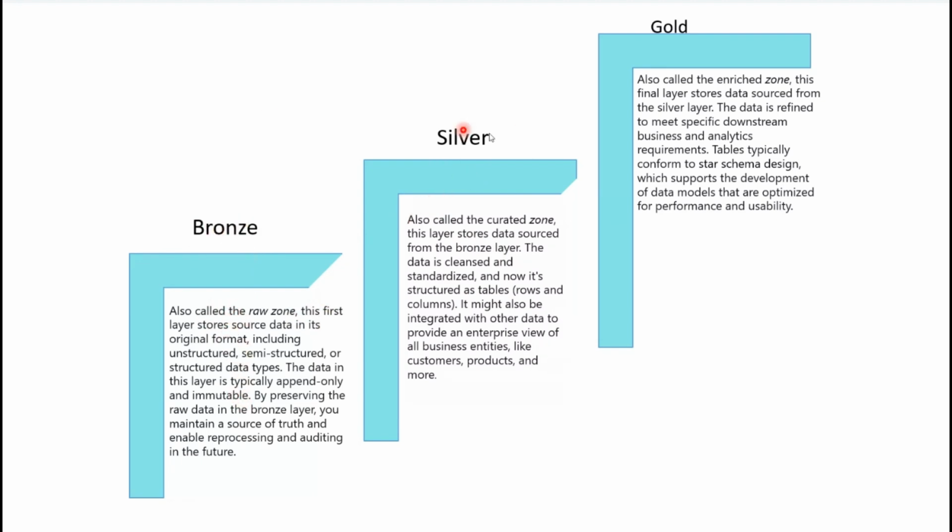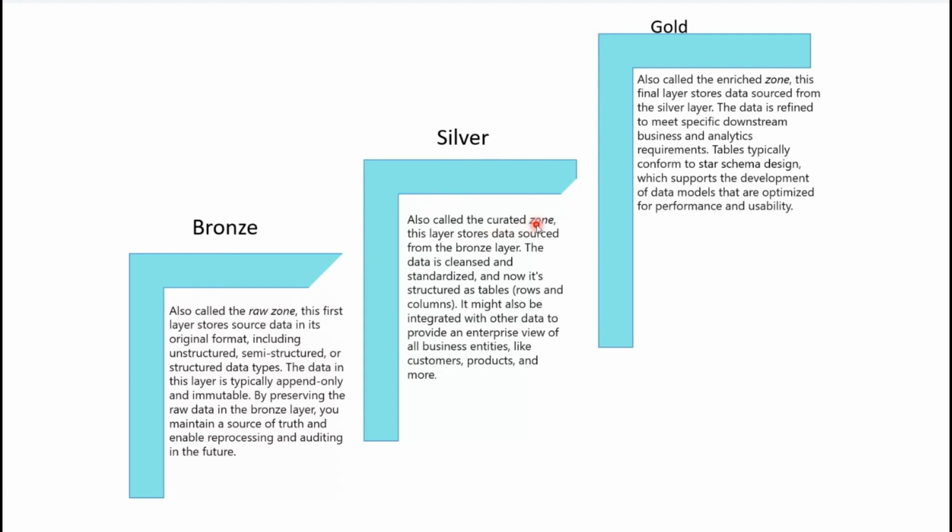After that, we will apply some transformations on top of this data and push the resultant data to the silver layer. We are not overriding the bronze data. We are just taking the data, applying the transformations and pushing that to the silver. So that is our silver layer. In the silver layer, we also call it the curated zone.